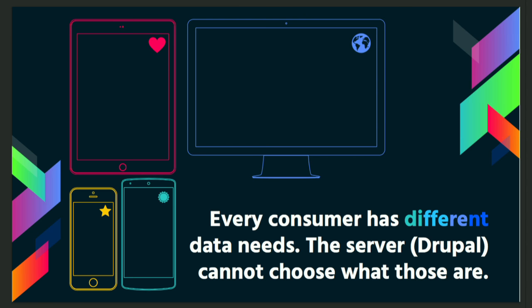So I may start with a website and an iPad app, and then add an Android app. And the server implementation should not change. The rules should not change. You shouldn't have to add special query string parameters that say, hey, I'm an iPad, right? The iPad should just be specifying, I have these data needs, and give it to me, and I'll be done.